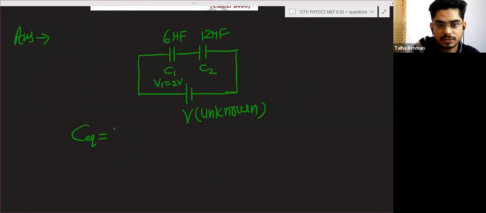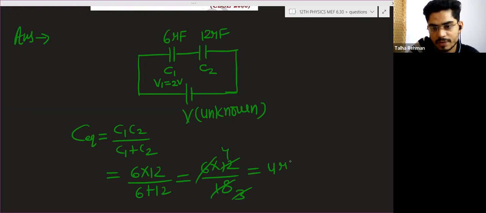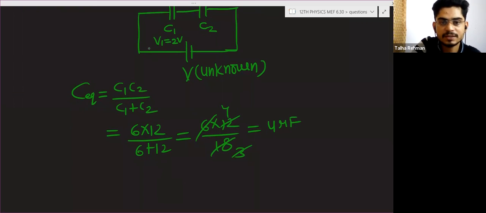This is a series combination. So I have told you how to calculate: C1 C2 divided by C1 plus C2. So this will become 6 into 12 divided by 6 plus 12, which is 72 divided by 18. 18 threes are 54... so the answer is 4 microfarad. Equivalent capacitance is 4 microfarad, and suppose charge Q is flowing.